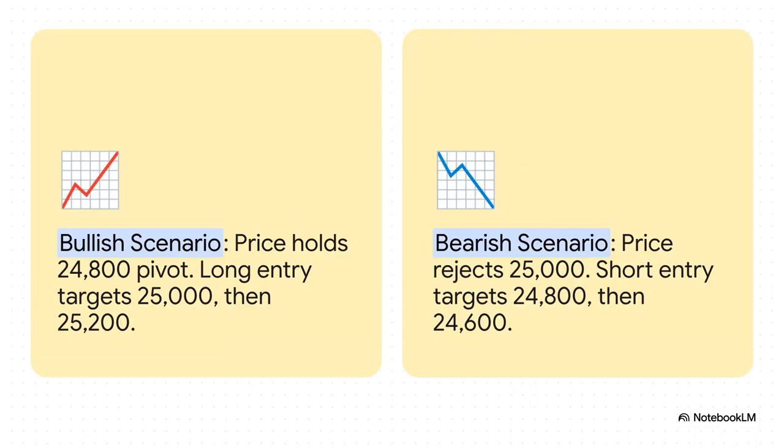Let's make this super real. For a bullish scenario, imagine price comes down to that 24,800 pivot and it holds. You could go long right around there with a target of the 25,000 resistance wall. Now for the bearish side, price rallies up to that 25,000 wall but gets smacked down. It rejects. You could go short there and target the 24,800 pivot as your first stop. The plan is clear and it's based on the market's actual structure.